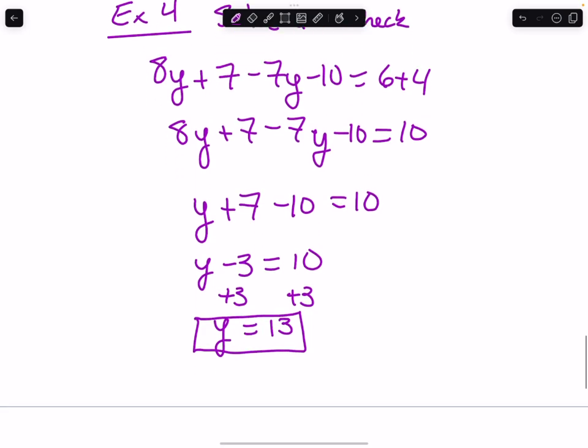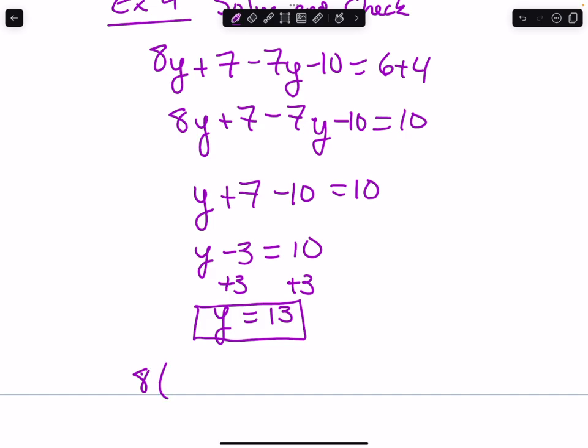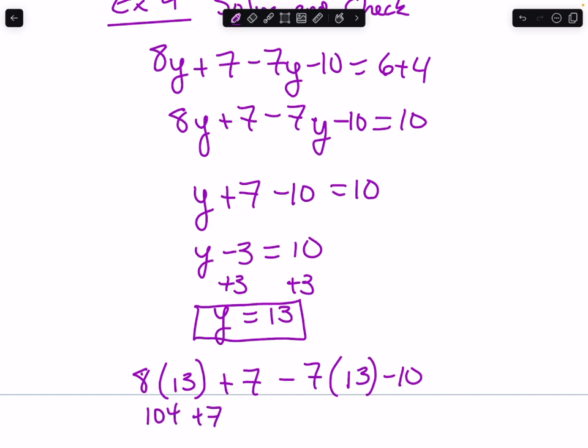Okay, so going back and checking this, we can say that 8 times 13 plus 7 minus 7 times 13 minus 10. We want to check that to see for sure that it equals 6 plus 4, which is 10. So we start with the first multiplication, which is 8 times 13. 8 times 13 is 104 plus 7 minus 7 times 13. And I can do that math. 7 times 13 is minus 91 minus 10.